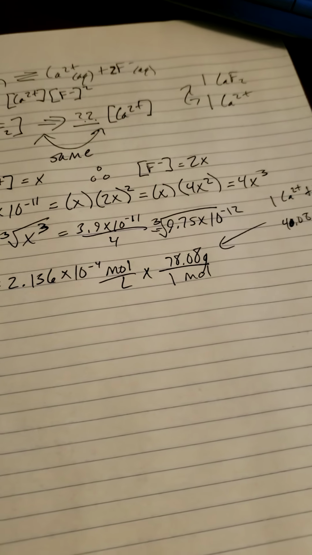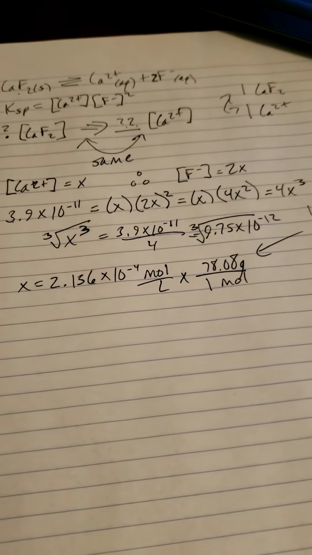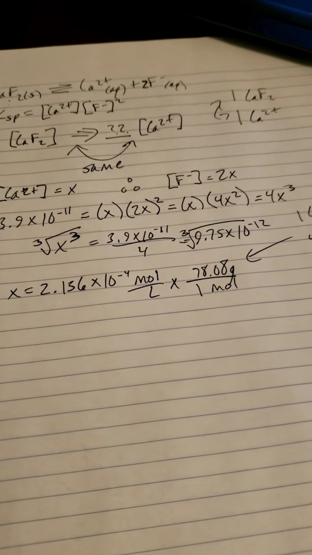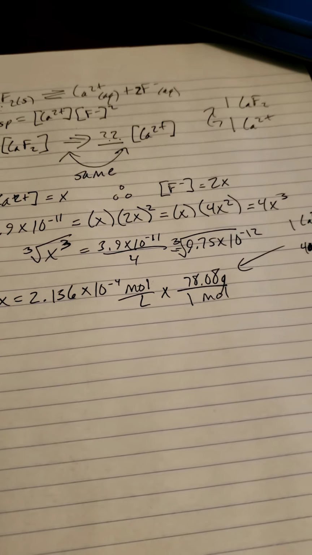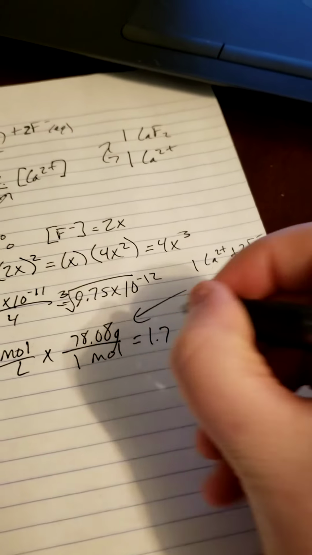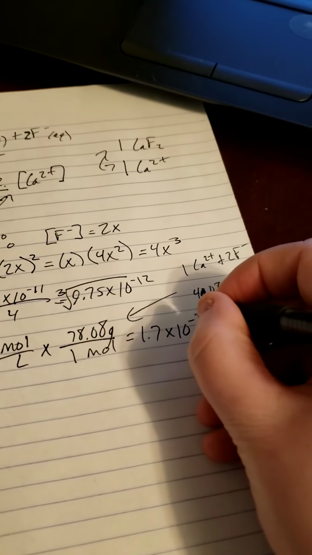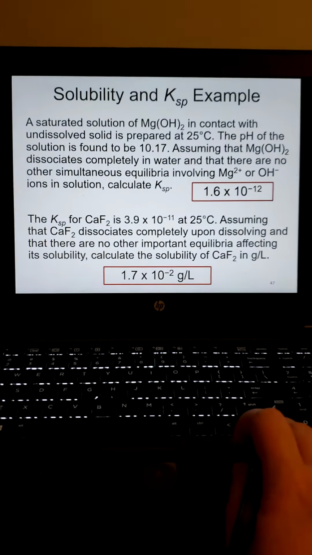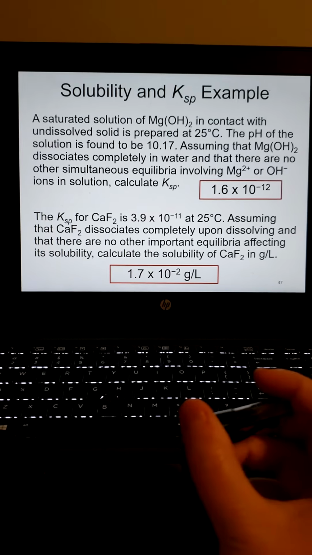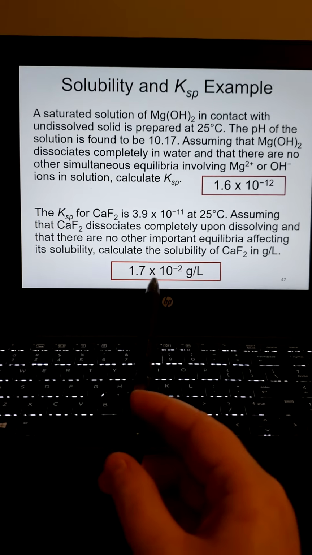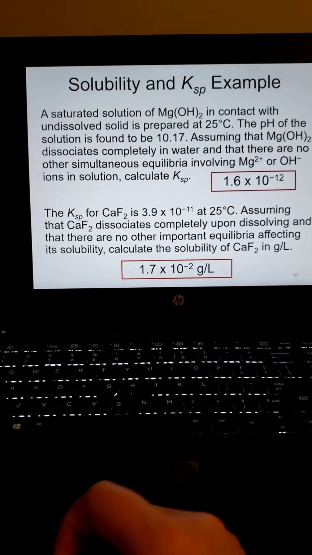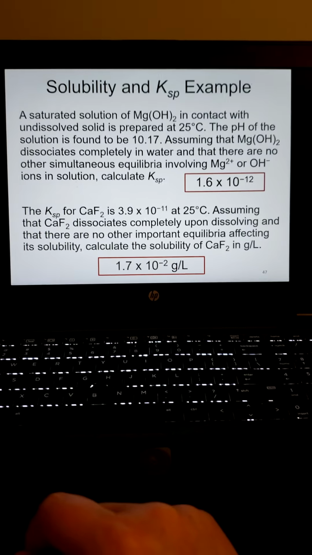So then all we have to do is take that number and multiply by the number we previously got, 2.136 e to the negative 4th. And we get 1.7 times 10 to the negative 2 grams per liter, which is exactly what the slide says. Your version of the slides may say 1.6 times 10 to the negative 2 grams per liter. There was a significant figure error with that, which I've now fixed. So it should be 1.7 times 10 to the negative 2 grams per liter.